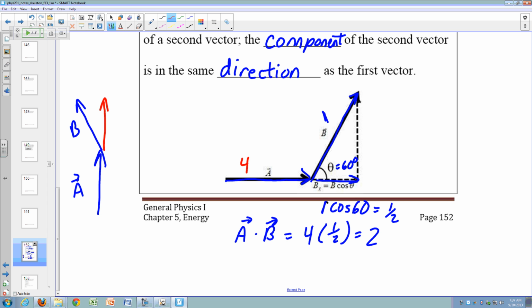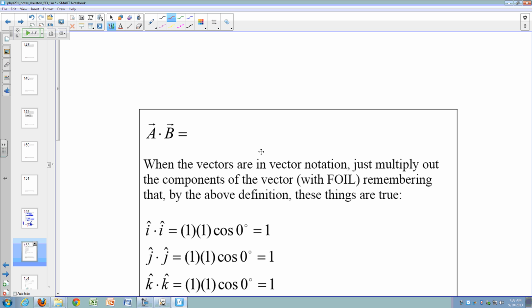All right, so the way to find this, I'm going to go to the next page: A dot B is equal to the magnitude of the first vector times the magnitude of the second vector times the cosine of the angle between those two vectors.